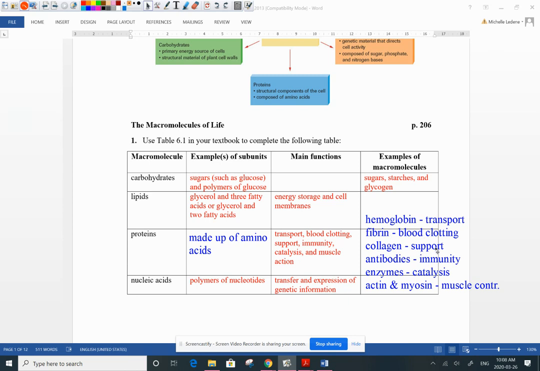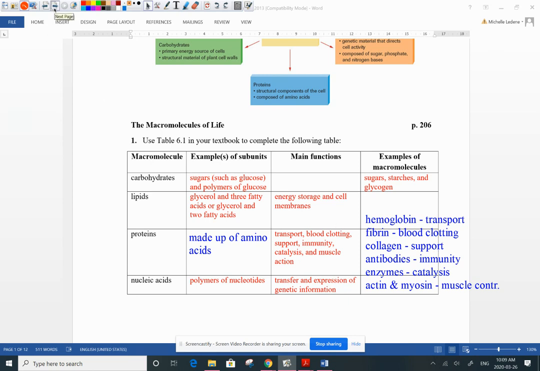Collagen is a support molecule, so in your lips and in your skin and hair, and you even hear about some celebrities getting collagen injections so that their lips look all big. Well, that is a protein molecule. Antibodies for immunity, disease fighting, enzymes for catalyzing reactions, speeding them up. And then, of course, you already know about actin and myosin. Those are proteins that help with your muscle contraction.